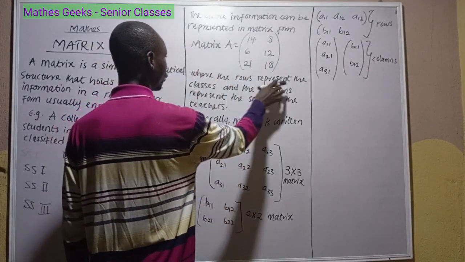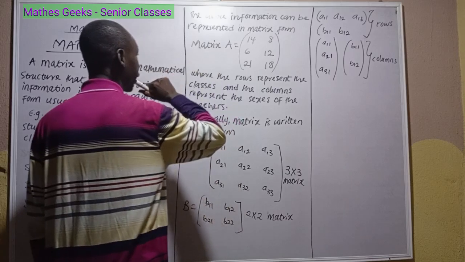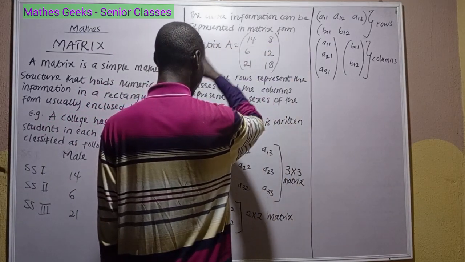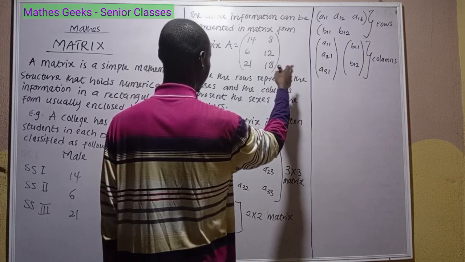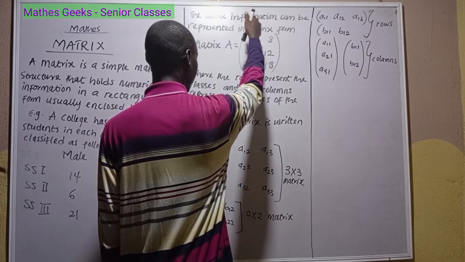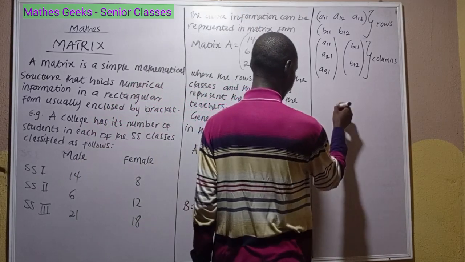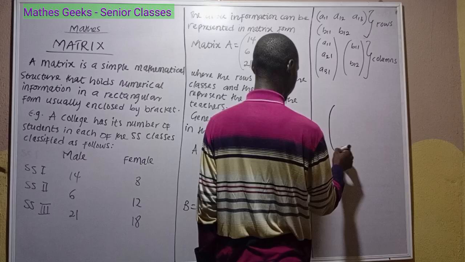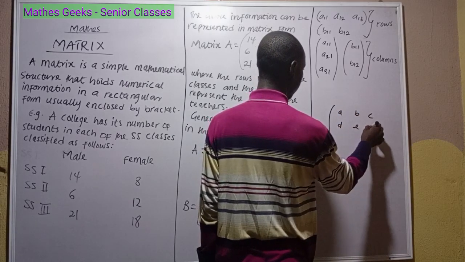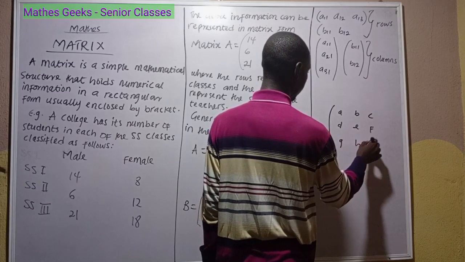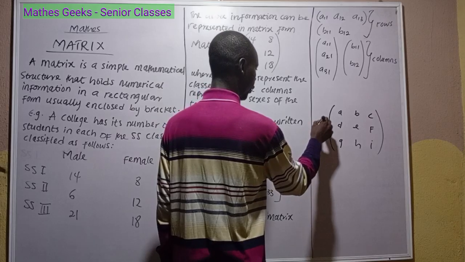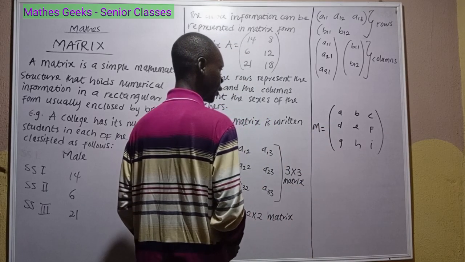Now where are the rows in this matrix? Rows are horizontal lines going from left to right, and columns are vertical lines going from top to bottom. So if you have A, B, C, D, E, F, G, H, I, and we have this as matrix A.